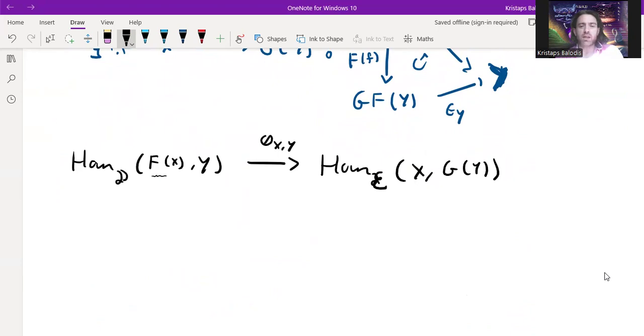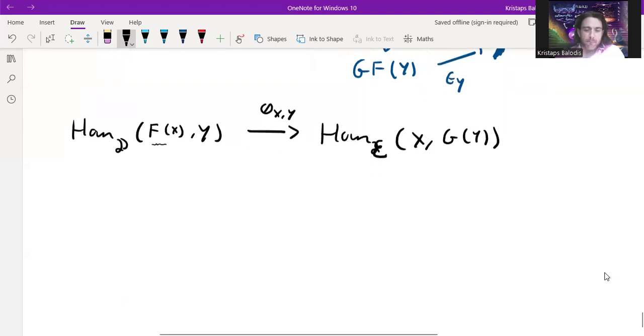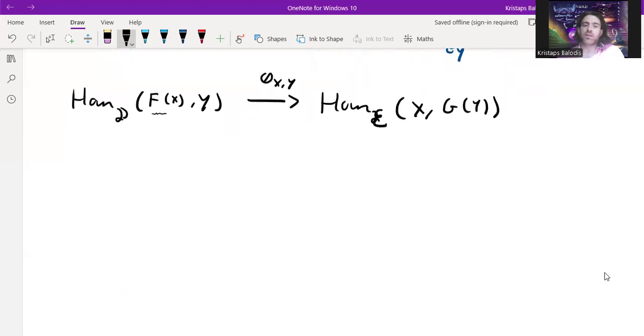So maybe there should also be some more compatibility going on here, is what I'm trying to say. So I'll be more precise about that in a moment. In fact, I would even say painfully so. But with that in mind, let me talk about some more examples.